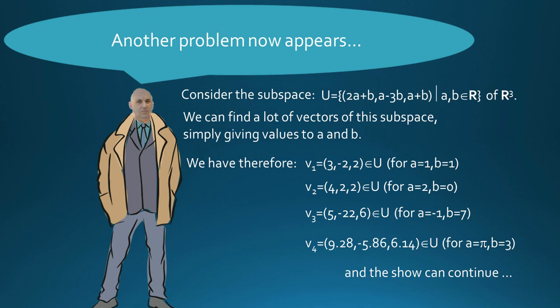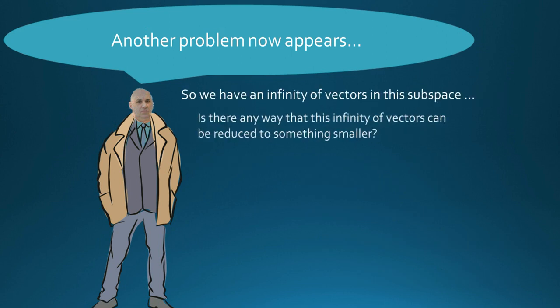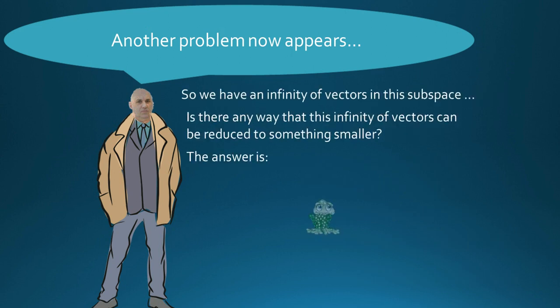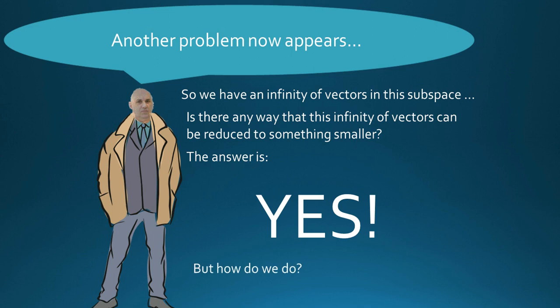(9.28, minus 5.86, 6.14), for a equal pi and b equal 3. And the show can continue. So, we have an infinity of vectors in this subspace. Is there any way that this infinity of vectors can be reduced to something smaller? The answer is yes. But how do you do?